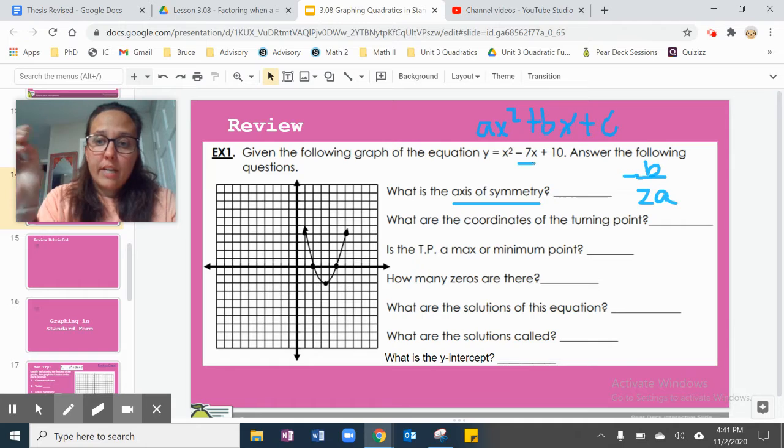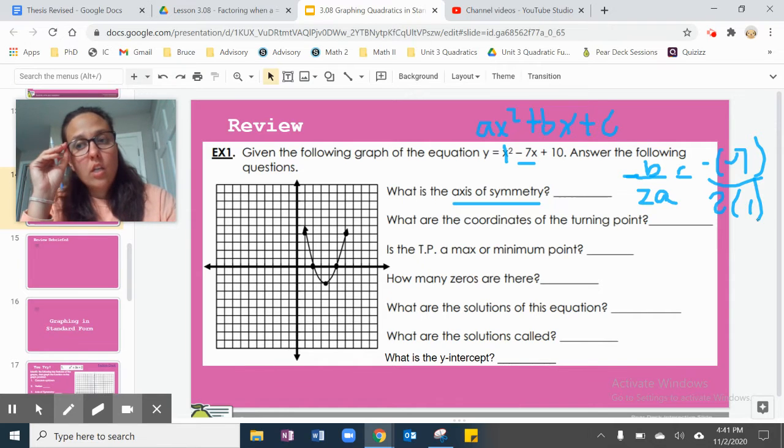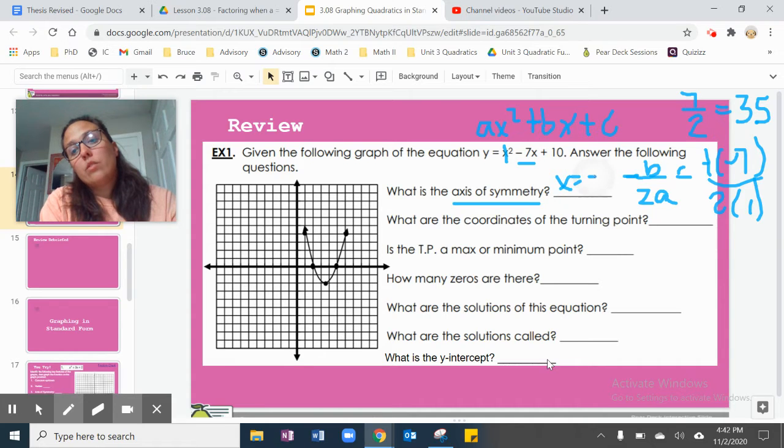Our b term is negative 7. So there's a negative in the equation, and then there's also a negative 7. So don't forget to put both all over 2 times a, which is 1 because there's nothing there. So negative 1 times negative 7 is positive 7. And then 7 over 2 can be reduced to 3.5. So I'm going to say it's x equals 3.5.